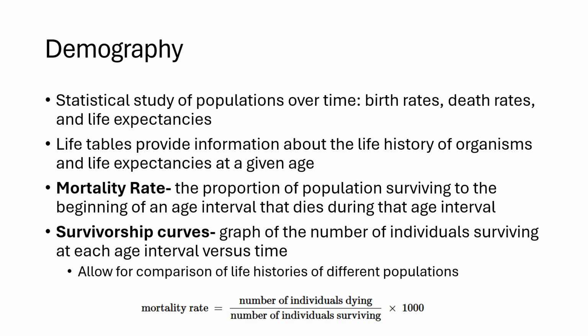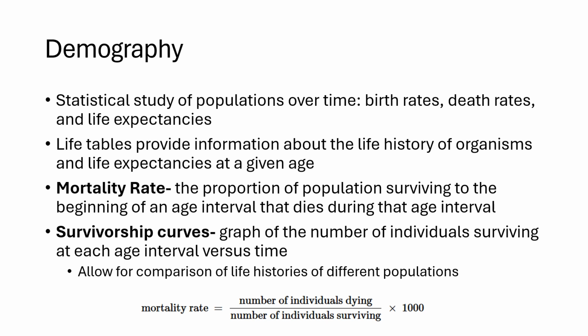So we've brought up this idea of demography before. It's a statistical study of populations and how they change over time. So birth rates, death rates, life expectancies, these are all included in this study. And the life table that we mentioned earlier is sort of giving this information in regards to life expectancy at any given age. And so a couple things go into this, but one of these is the mortality rate. So this is your proportion of population that can survive to the beginning of an age interval that then dies during the age interval. So this is the rate then of death, of mortality.